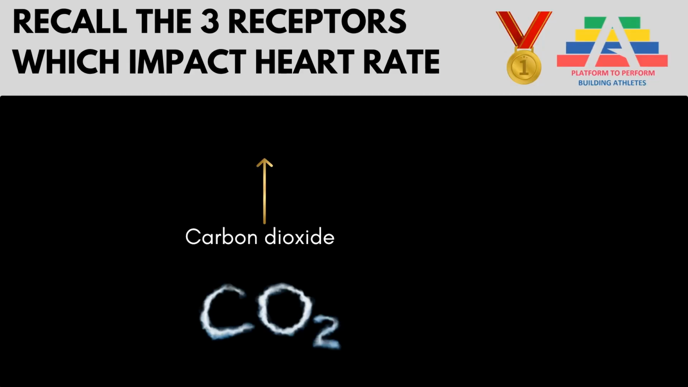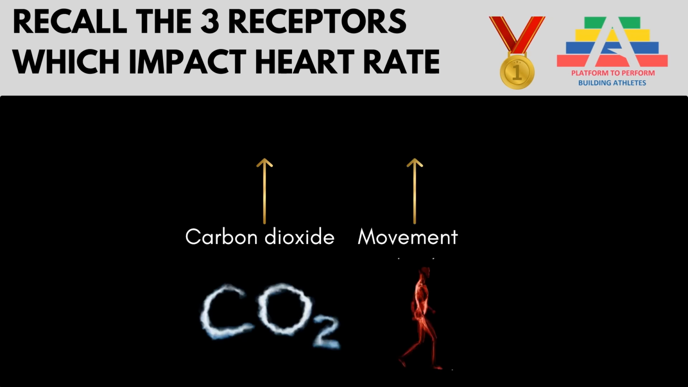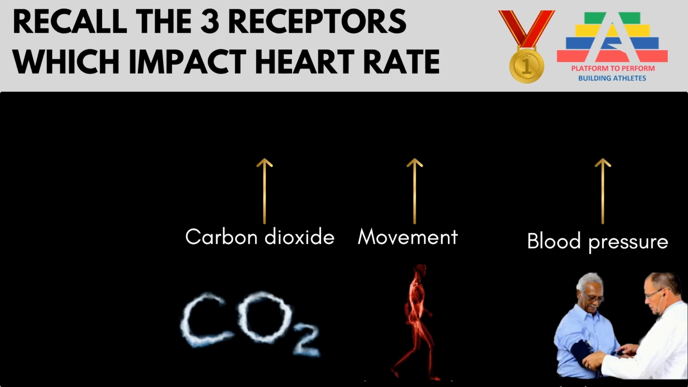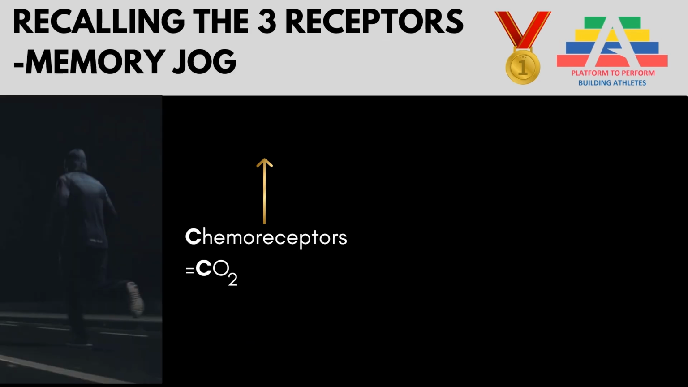So the first one, you might have guessed it, it's carbon dioxide. Anytime there is a change in carbon dioxide, this is going to make the blood more acidic. If it is more acidic, then we're going to need to deliver oxygen to the working muscles to try and neutralize this acidity and help us deal with this waste product. The second one is movement, or more specifically joint positioning. So when we move, we need obviously the heart rate to increase to send oxygenated blood to the working muscles. The penultimate one is blood pressure. So what is happening to the heart rate when blood pressure either increases or decreases?